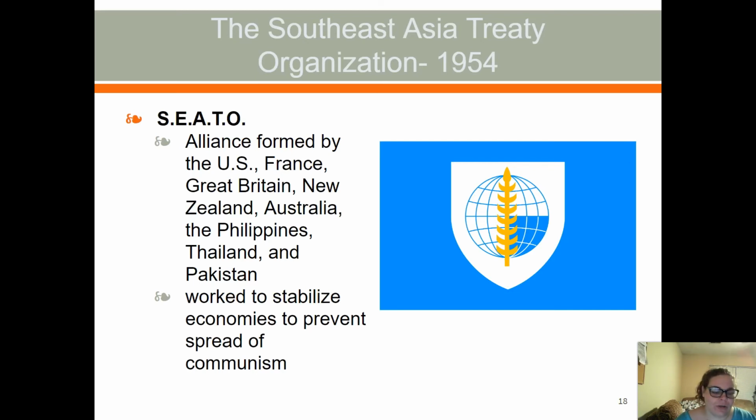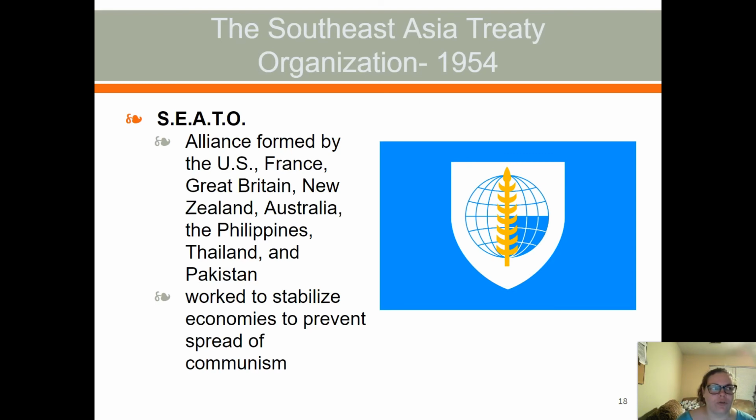The Philippines joined because they had ties to the United States, and they were afraid of communist pressure. Thailand joined because they were afraid of communist pressure. All the other countries in SEATO are not necessarily countries in Southeast Asia, but they're all countries that had an interest in Southeast Asia. So they're going to work to keep communism from spreading into Southeast Asia.